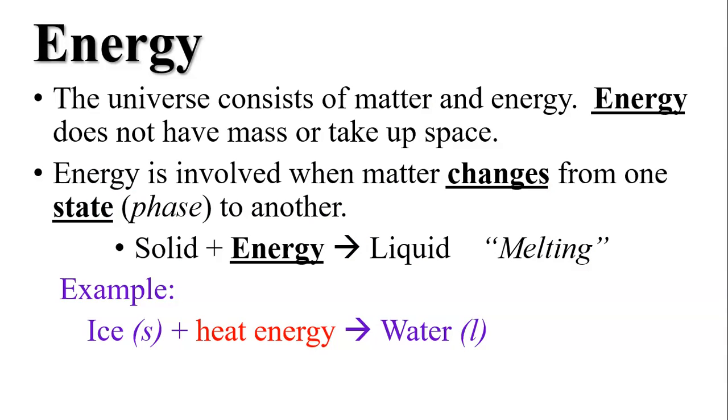The universe consists of matter, which has mass and takes up space, and energy, which doesn't. Energy is involved when matter changes from one state to another. So when you have a solid, let's say you have ice, and you leave it out on the counter, well, the heat, remember, heat travels from areas that are warm to areas that are cold. The heat energy around that ice cube is going to cause that ice cube to turn into water, or it's going to melt.